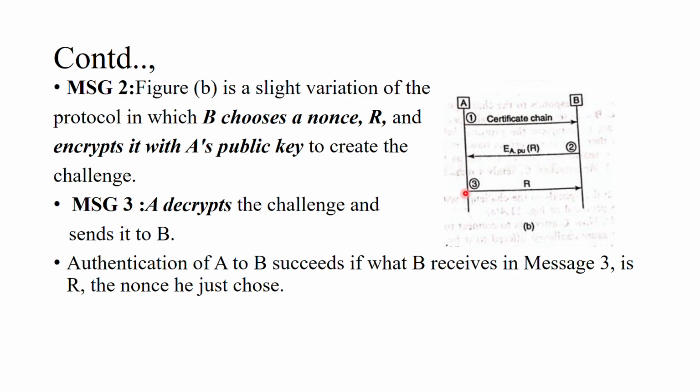Now A will use the private key of A to decrypt the nonce, and after decryption it sends that nonce to B. Whenever B receives the nonce, if it is the same, then B will identify that it is getting messages from the authorized party, or the authentication of A is proved based on this reply.